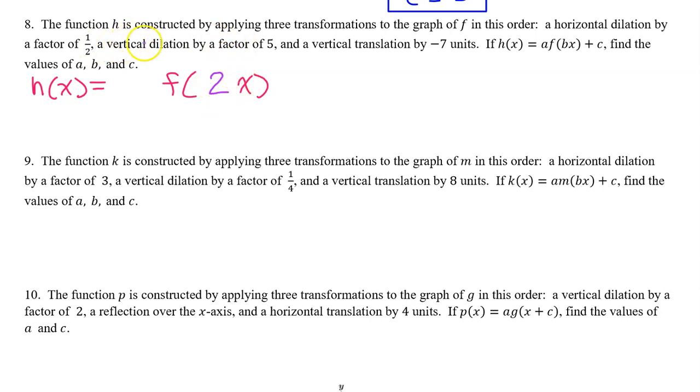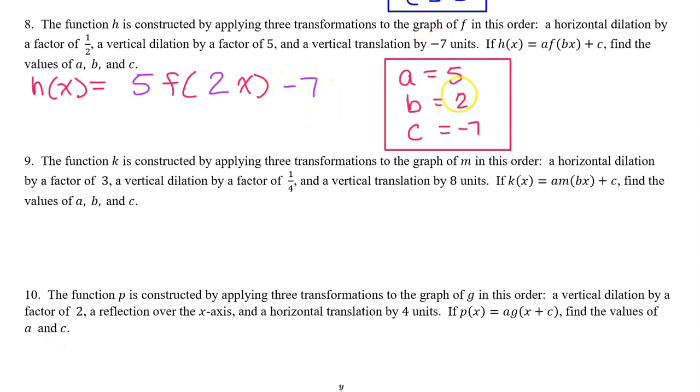Then we have a vertical dilation by a factor of 5. That appears in the front, and it looks just like it says, 5 times f of 2x. And finally, a vertical translation by -7 units appears on the end, and it appears just like this, so -7 on the end. So a is 5, b is 2, and c is -7.